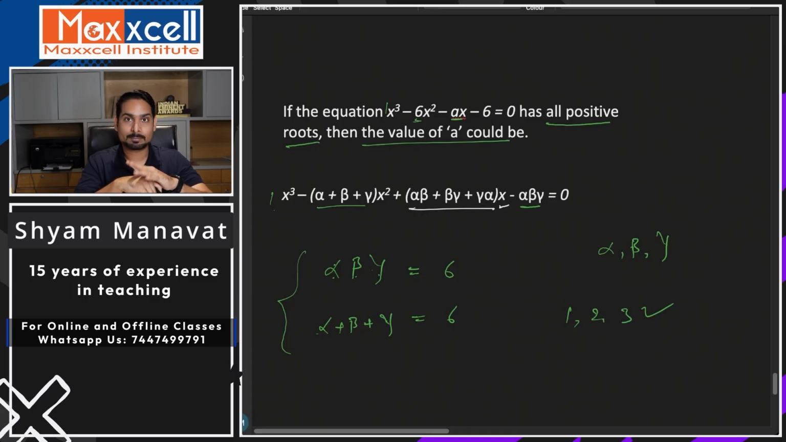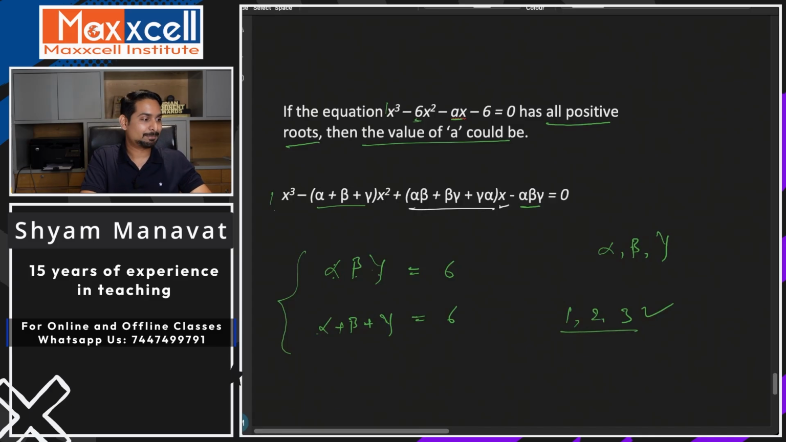If you are preparing for this particular exam, then you need to be smart enough. You can't always solve the equation and get the answer. You also have to be comfortable with numbers. I know all my students are watching all my videos, and I will make sure that you will be comfortable with the numbers. So, 1, 2, 3 is the only set whose product is 6 and sum is also 6.